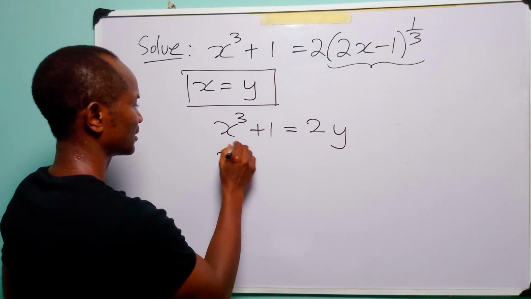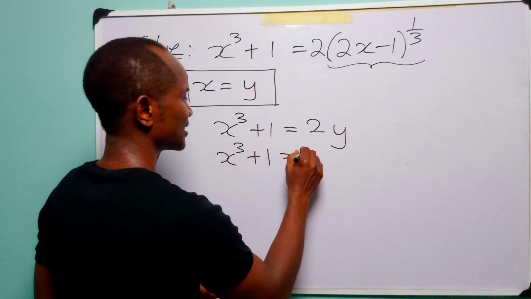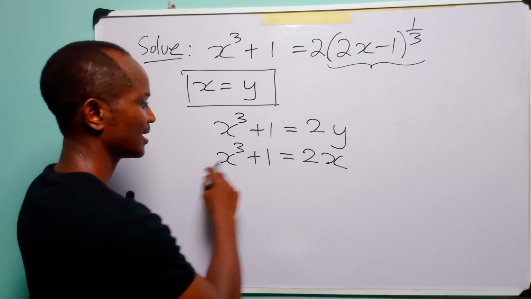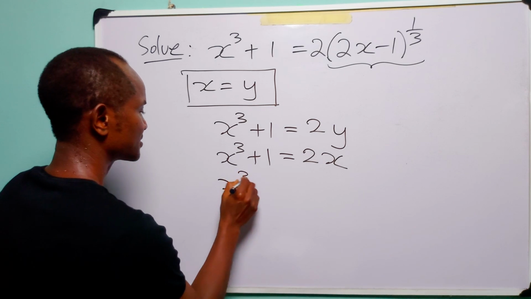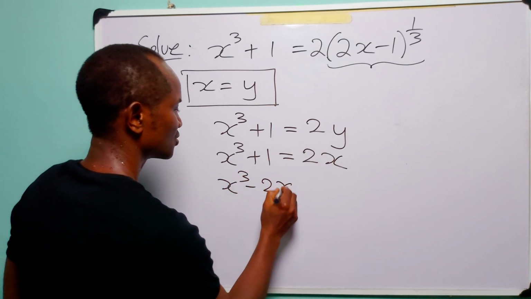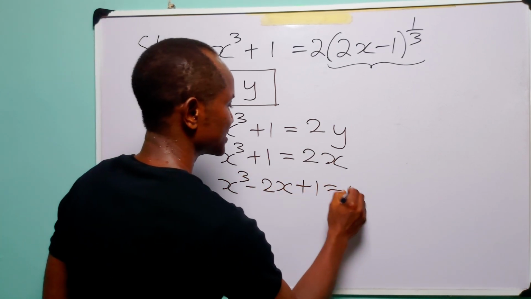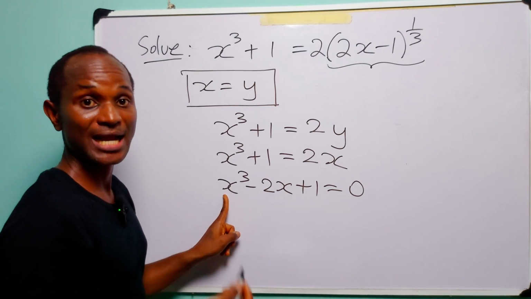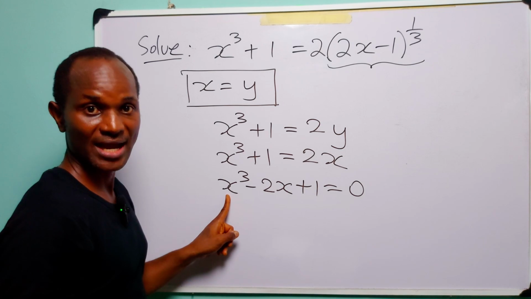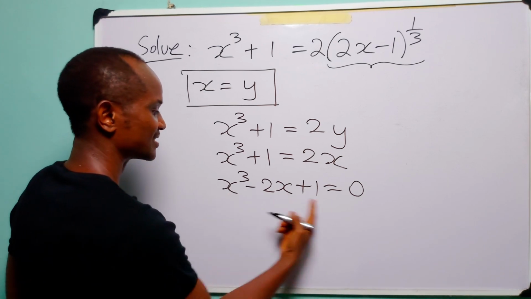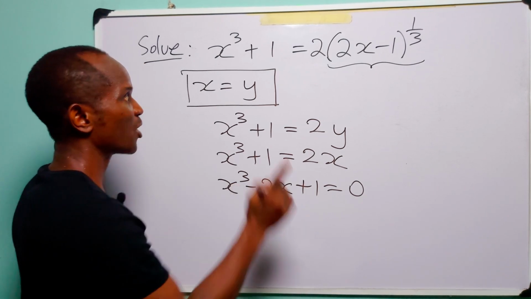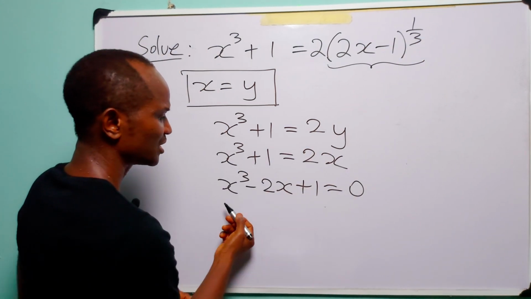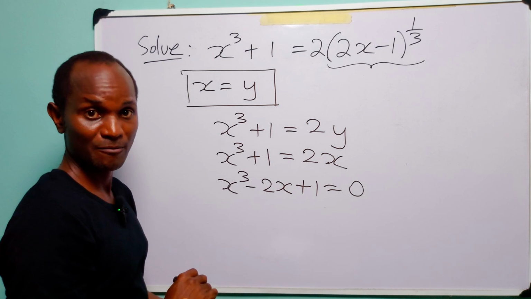We have x cubed plus 1 is equal to 2x, because x is equal to y. And from here, we have x cubed minus 2x plus 1 is equal to 0. So now we have a cubic equation that we can solve for values of x. So whatever values of x that satisfy this equation must also satisfy this equation. Now, to solve this cubic equation, let us use the trial and error method.